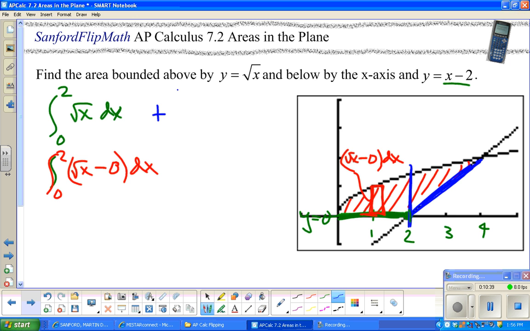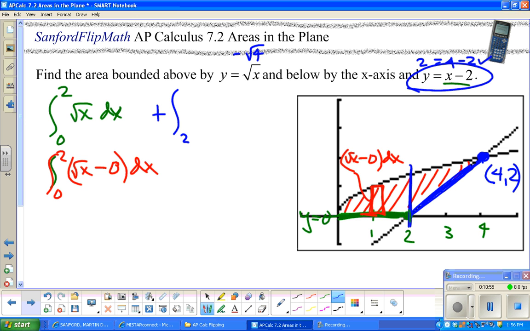Next part of this, though, picks up at 2 and goes until, well, it looks like this point is at (4, 2). Now, just a quick little note here. Is (4, 2) on this graph? Well, 4 minus 2 does in fact equal 2, so that seems to work.